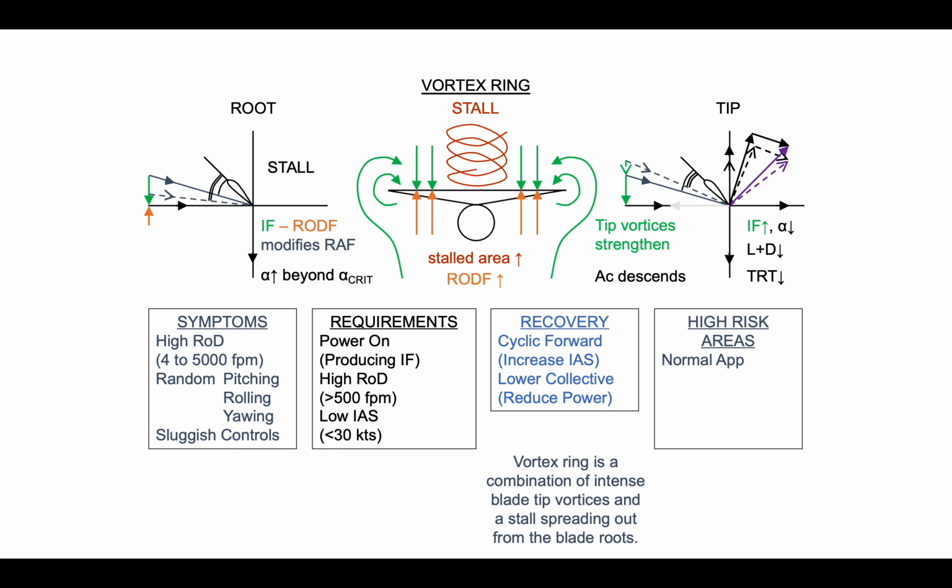High risk areas could be a normal approach, a steep approach, downwind, PFL recoveries, or even quick stops. It could happen at any time. That's the main point about this one. And that is vortex ring.